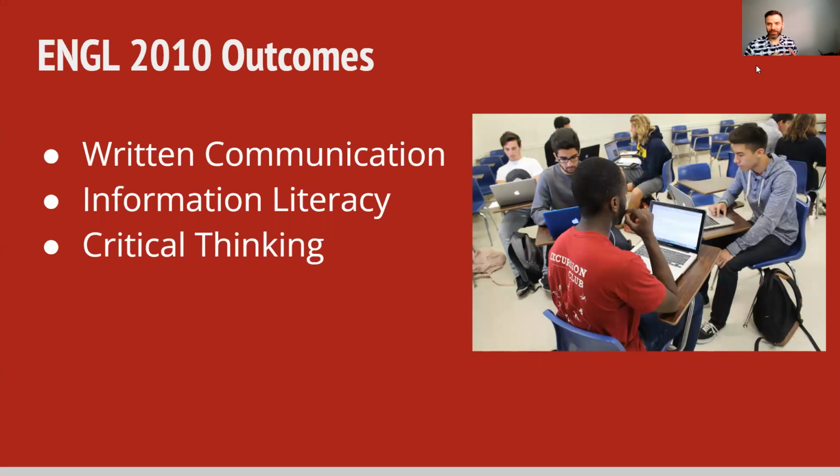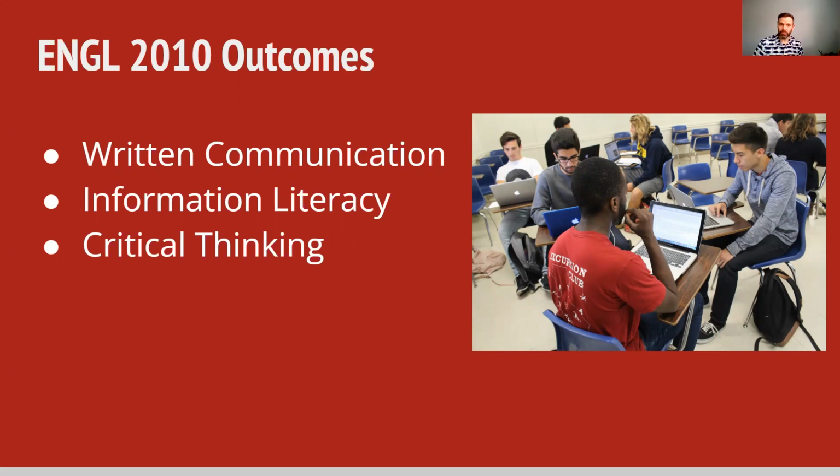Let's go back for a moment and think about that first week in the course where we introduced our course outcomes. We said that the university has established three main goals for the 2010 course, which is to help us improve our written communication skills, to help us improve our information literacy skills, and to help us improve our critical thinking skills. Our written communication skills come primarily through the process of writing more and writing in a way that meets the needs and expectations of our audience.